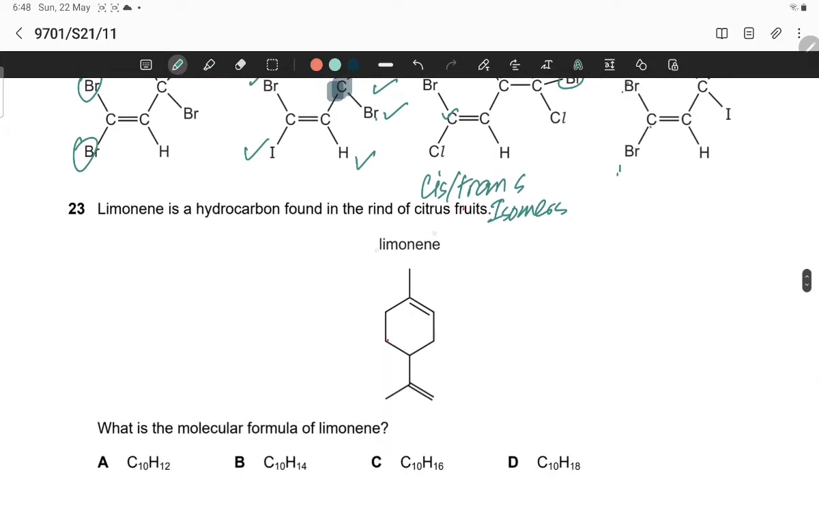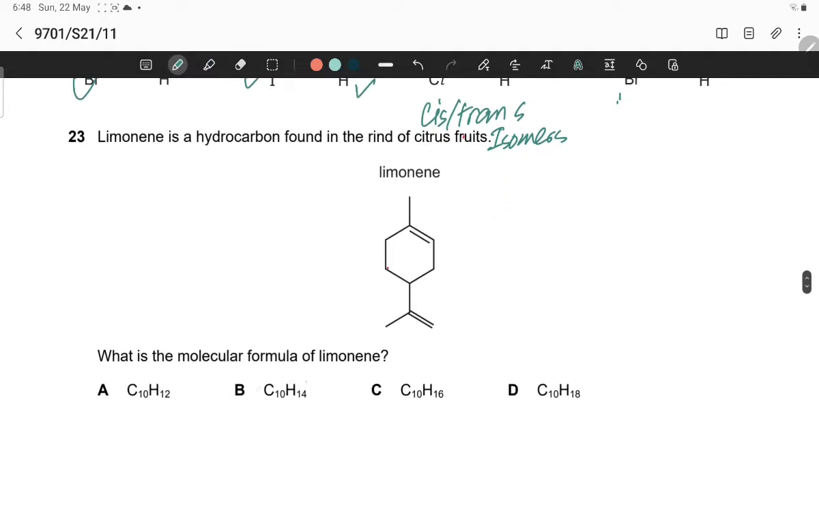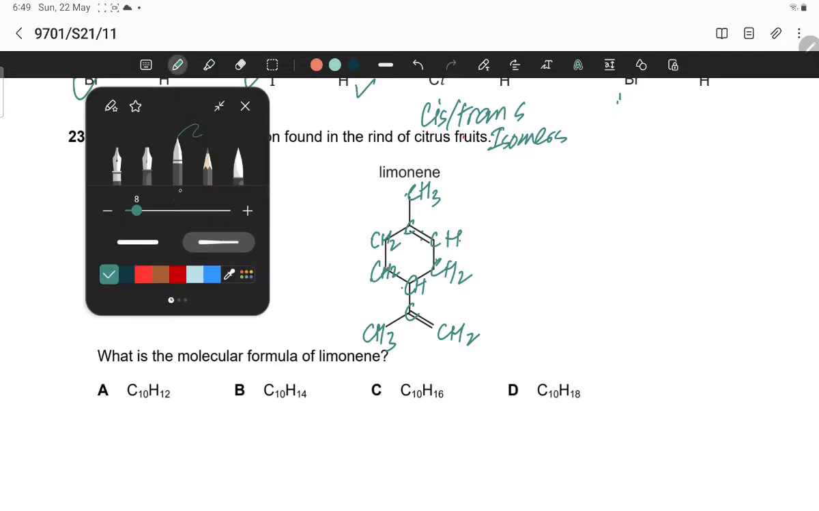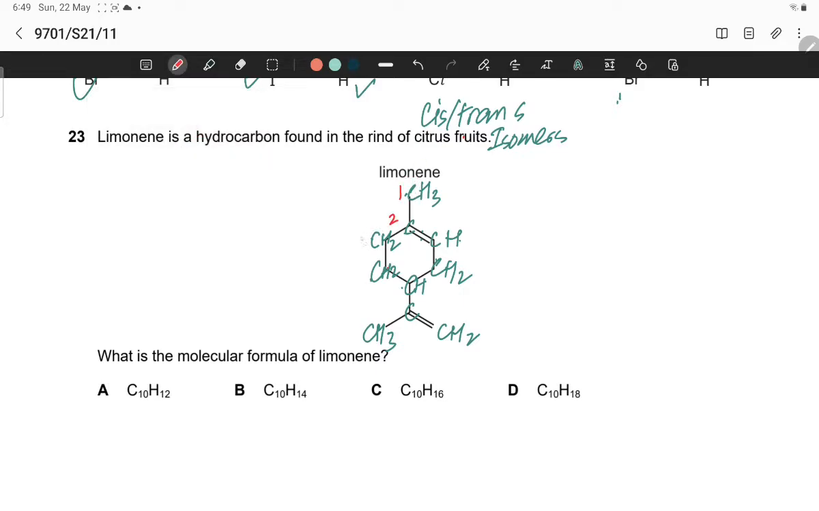Limonene is a hydrocarbon found in the rind of citrus fruit. What is the molecular formula of limonene? So just calculate the number of carbons. CH3, and this is CH2, this is CH2, this is C, CH, this is CH3, this is CH2, and this is C, and this is CH. So let's check the number of carbon atoms. 1 2 3 4 5, 1 carbon, 2 carbon, 3 4 5 6 7 8 9 and 10. So C10.